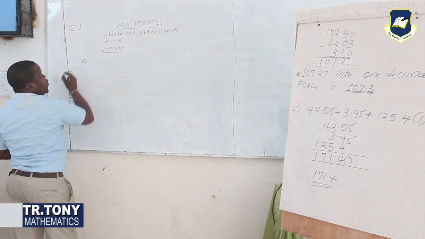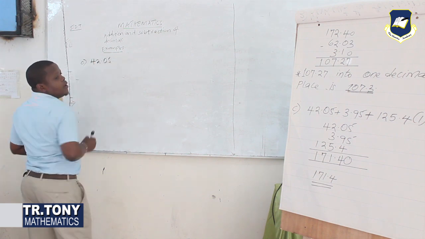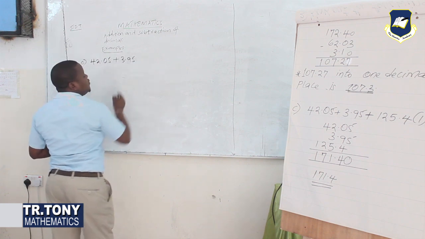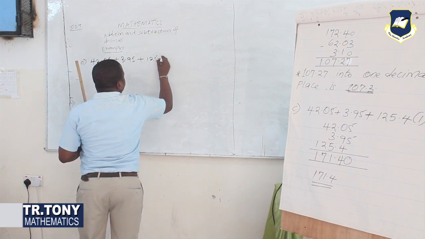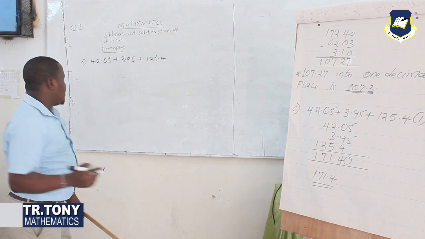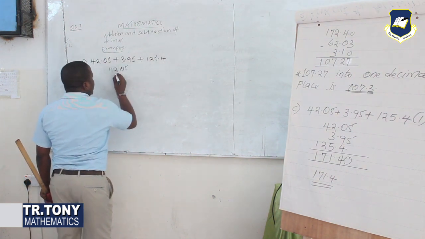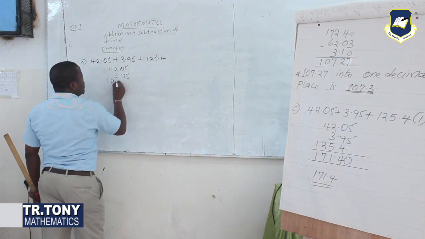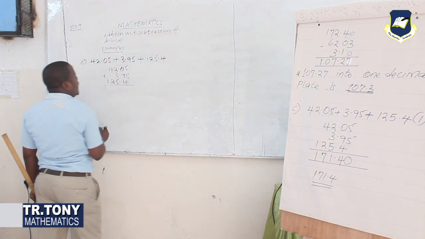Our example C, we read 42.05 plus 3.95, then plus 125.4. Arrange those digits according to their place values. So you're going to have 42.05, 3.95, 125.4. Align them like that, then you add.